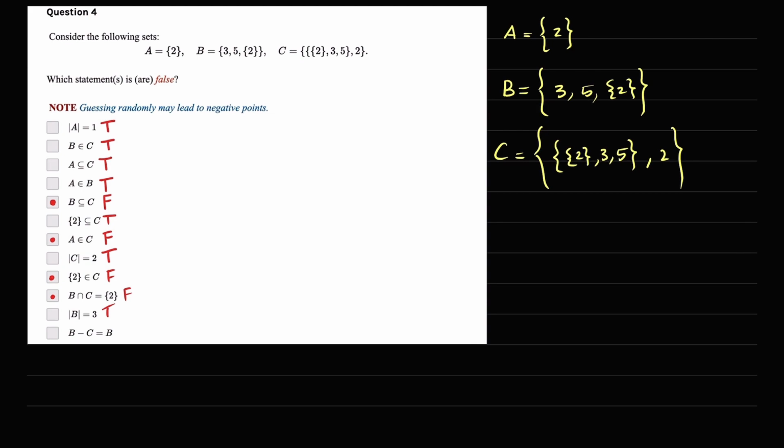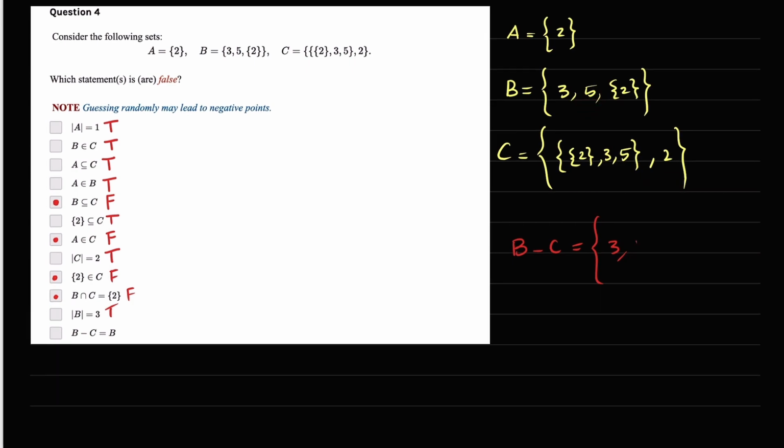The next one claims that B minus C is equal to B itself, and that is also true, because when you say B minus C, you are interested in all elements in B that are not in C. So if I want to do that, let me write it. For example, when I write B minus C, I open curly brackets. 3 is in B, not in C, I write it down. Yes, 5 is in B, not in C, I write it down.